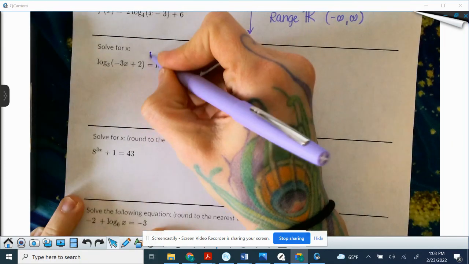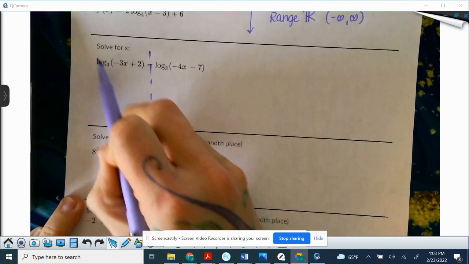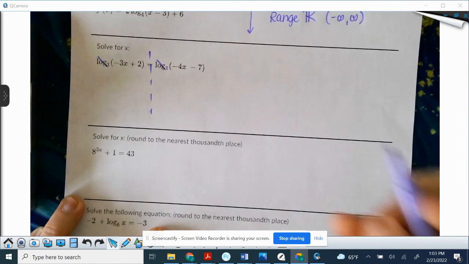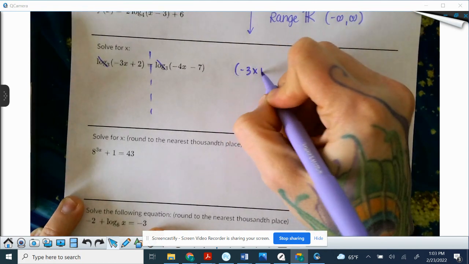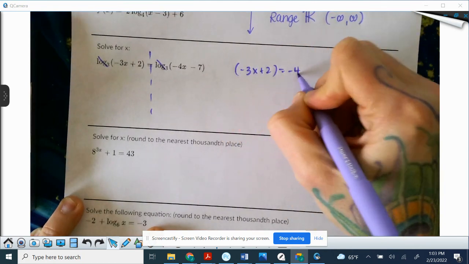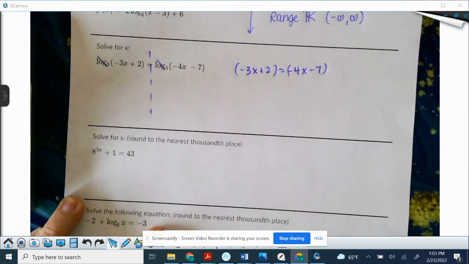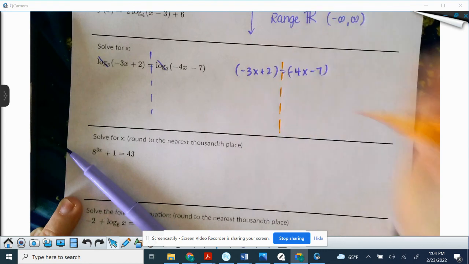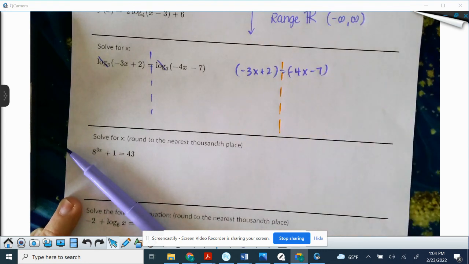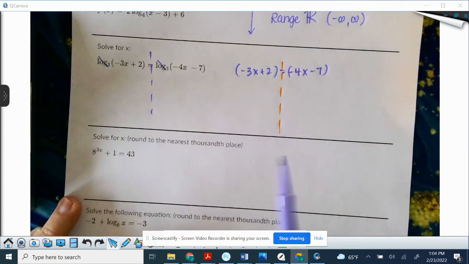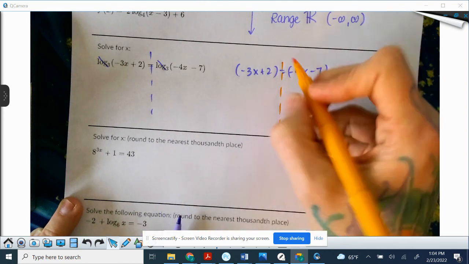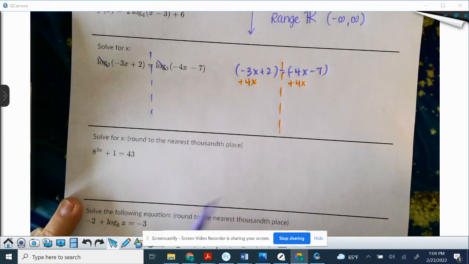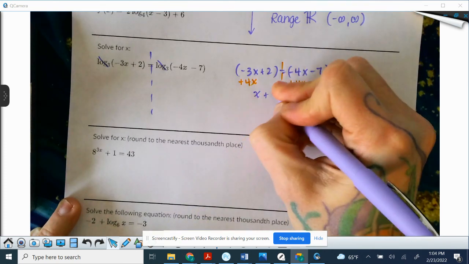Solve for x. So again, when there's log base something on both sides, you can just get rid of them. They cancel each other out. And then we're going to solve. So get all your variables to one side and all your whole numbers to the other side. I like to work towards my variable being positive. So I'm going to add 4x to both sides, because negative 3x is larger. So that's going to give me x plus 2 equals negative 7.